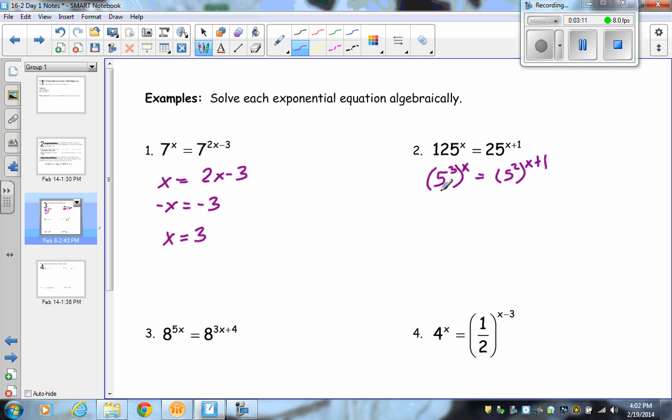So now they have the same base, but before we do anything else, let's make sure we distribute this, because the property of an exponent to an exponent says to multiply. So this is really 5 to the 3x equals, distribute that. That's going to give me 5 to the 2x plus 2. So now our bases are both 5, and we can say that 3x has to equal 2x plus 2. Subtract 2x, and we find out that x is 2.